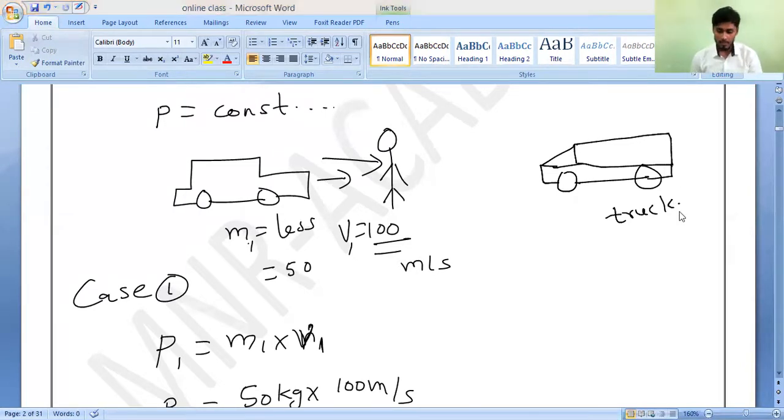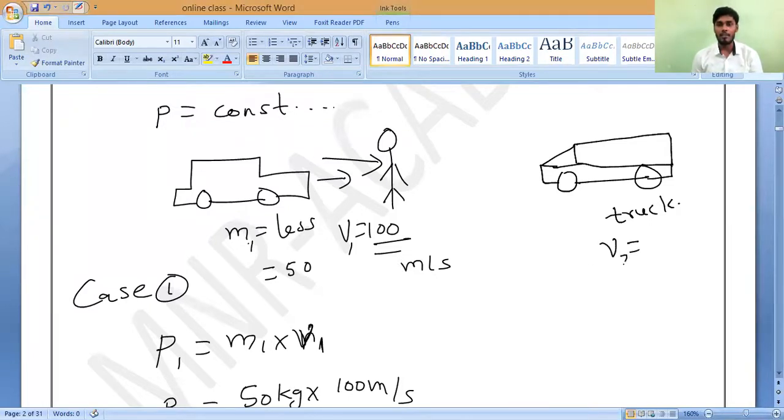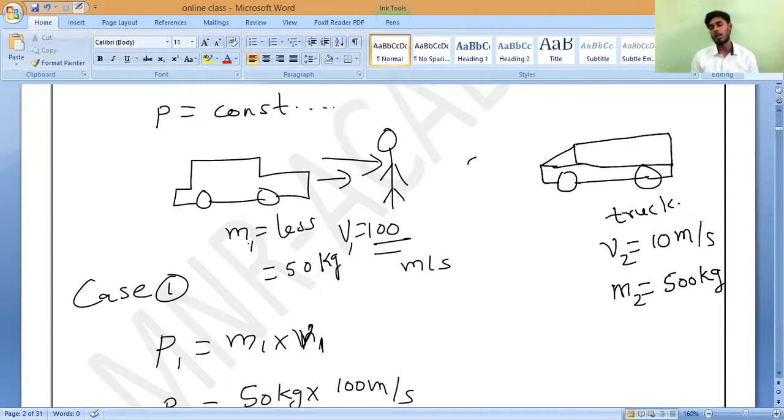Suppose the truck is coming with a velocity V2 of 10 meter per second. What is the velocity of the truck? 10 meter per second. Let us consider the mass is heavy, let me imagine 500 kg. Now the object which has mass 50 kg, coming with 100 meter per second, will come and hit you. Then the momentum exerted is 5,000 kilogram meter per second.